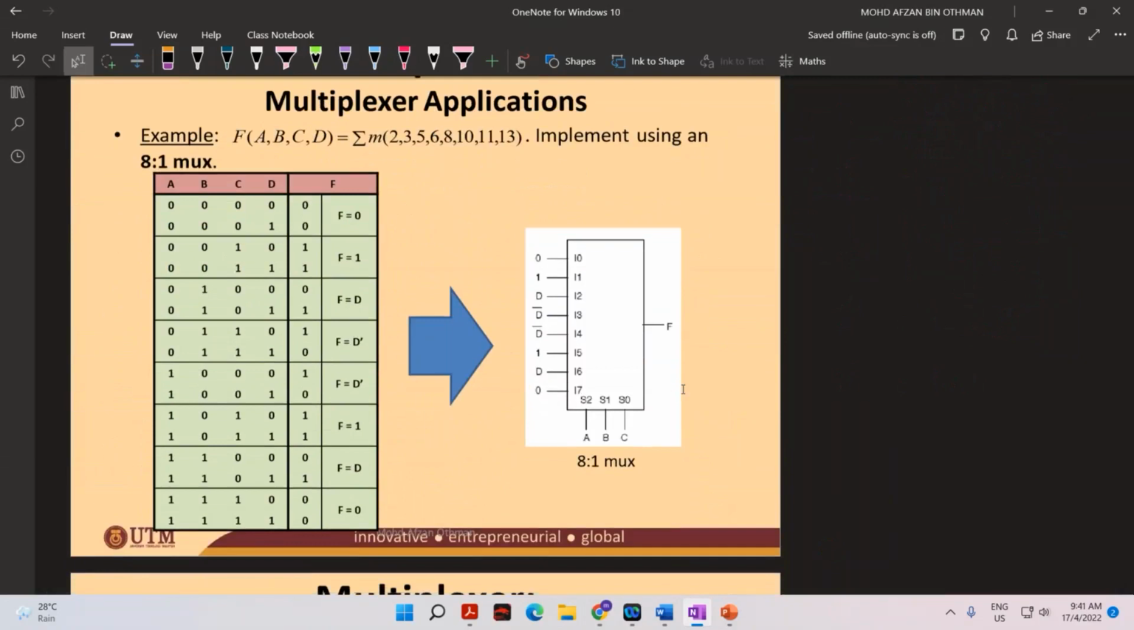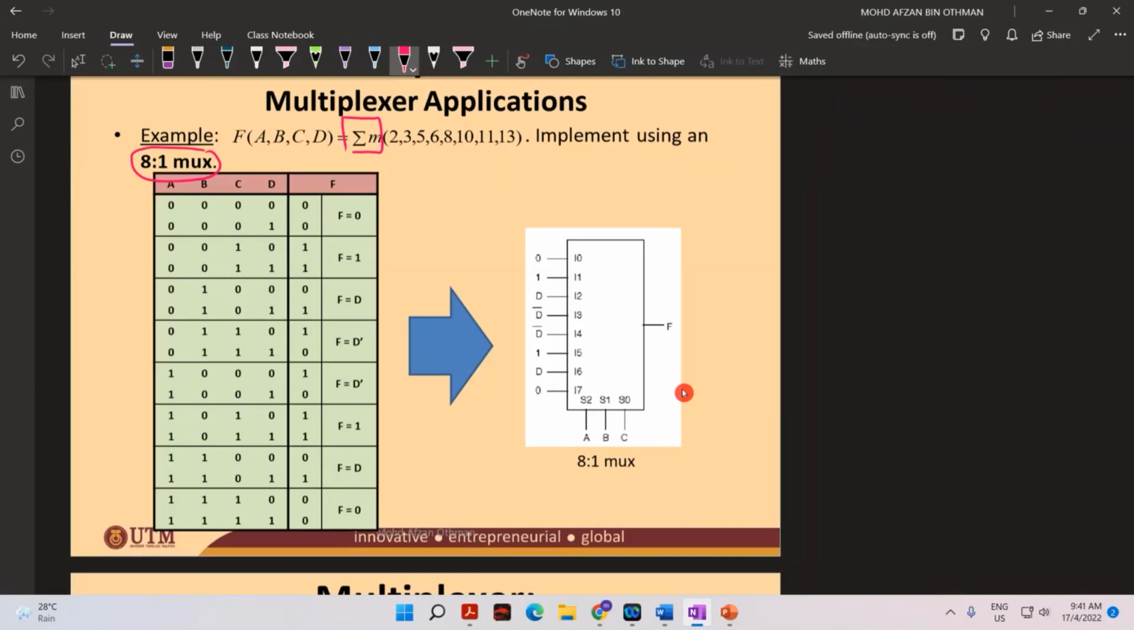Okay, so let's look at this first example. You are given F(A, B, C, D) equals... so what is this? Min term ke max term? Kalau kamu tengok ni, ini SOP, min term. Okay, so this is a min term, sebab dia small m: 2, 3, 5, 6, 8, 10, 11, 12, 13. And then dia suruh kamu using an 8 to 1 mux.